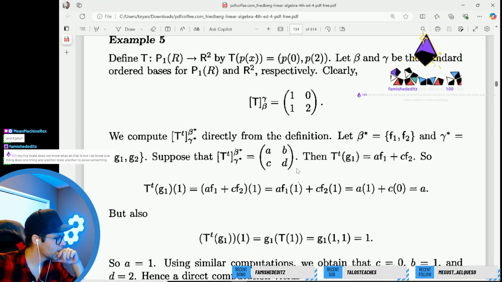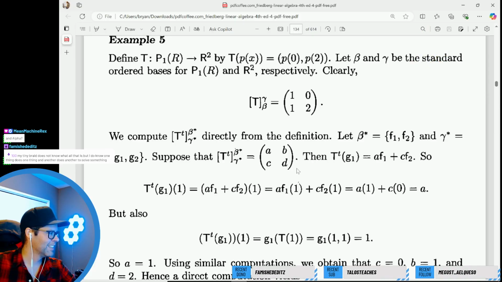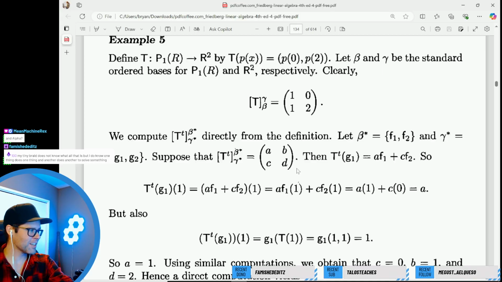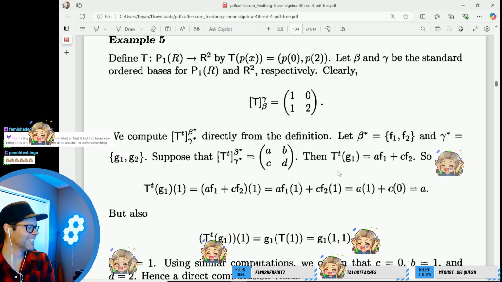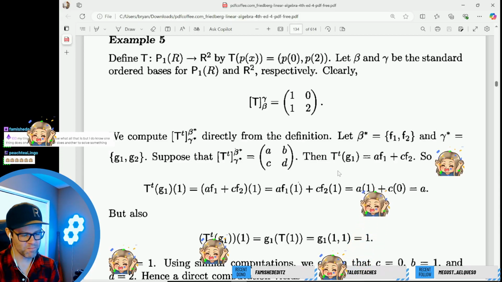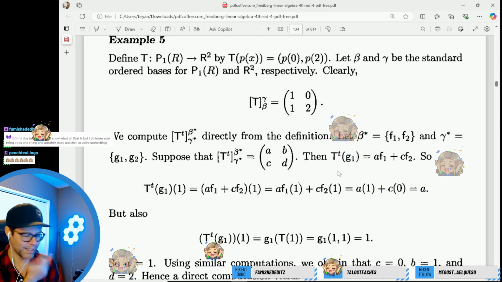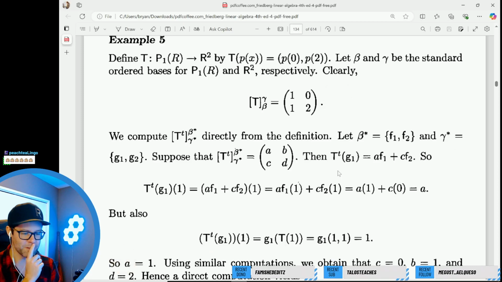My tiny brain does not know what all that is, but I do know one thing does one thing and another does another to solve something. Yeah, something's gonna happen, and then something's gonna happen, and then something will get solved. That's true. It will eventually click in my brain. Don't worry.